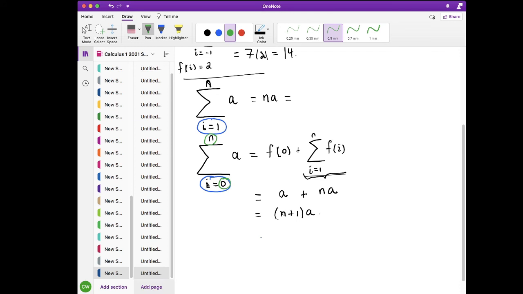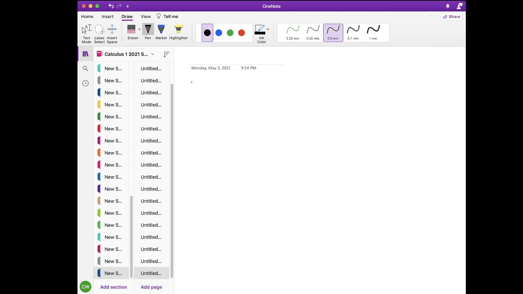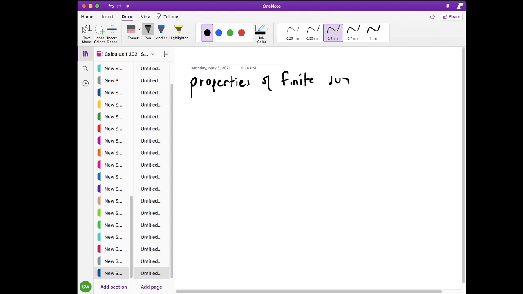Okay, so let's do some properties of sums, and then we'll finish. Properties of finite sums. So to remember properties of sums, just remember properties of like normal sums. So for now, I'm just going to always start from I equals 1 to n. And let's say I have AF of I.